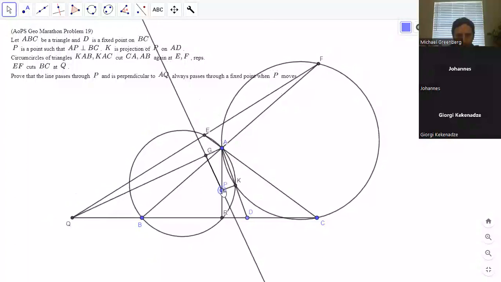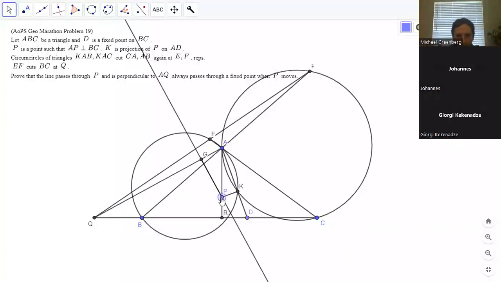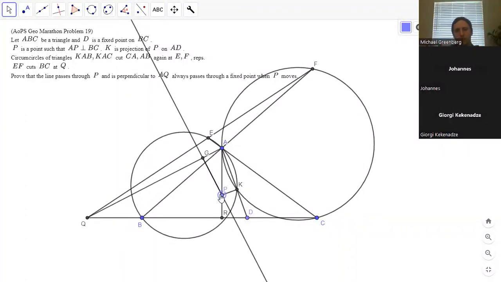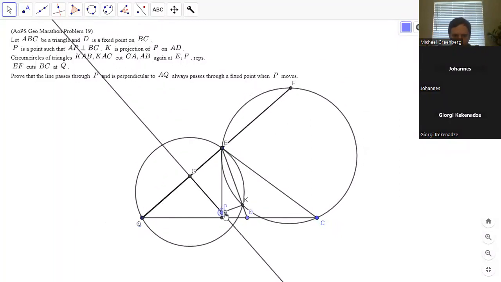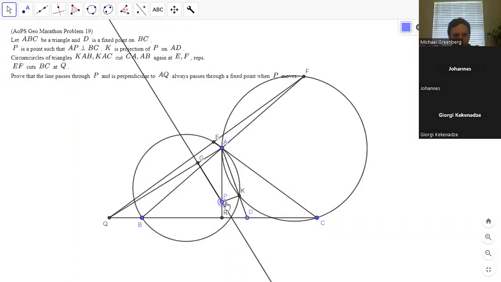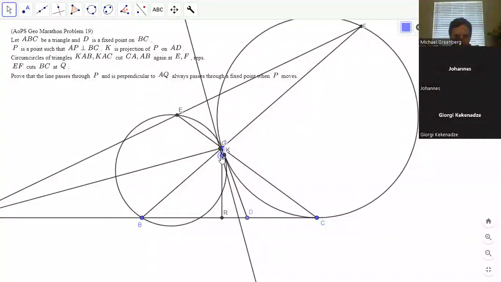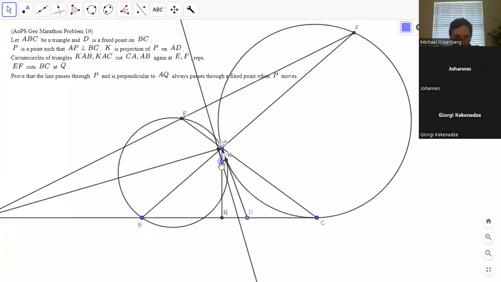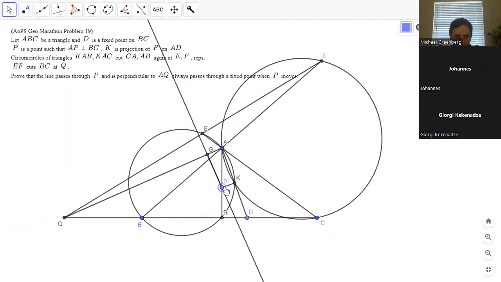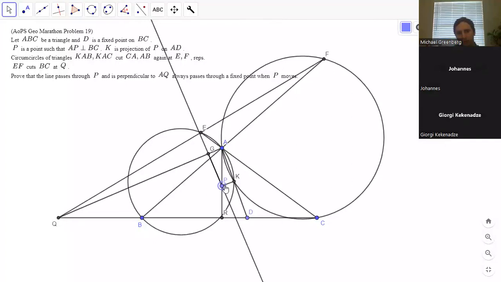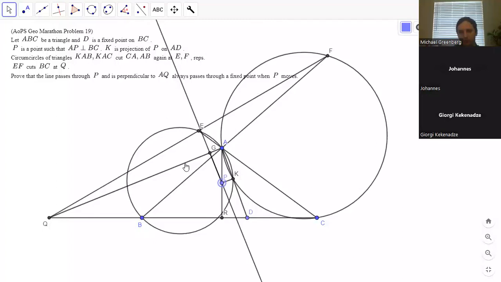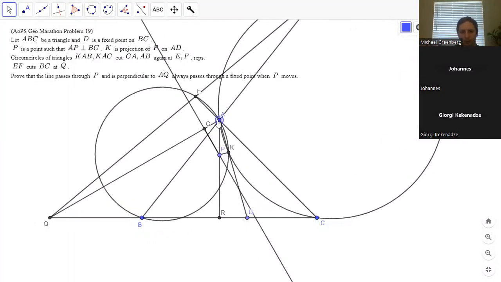Yeah, what happens as P moves? Can we figure it out in some degenerate case? So what if we have the circumcircles of KAB and KAC. What would those be in the degenerate case when P equals A? Yeah, that's a tricky question. Maybe we could consider when P is the orthocenter. If P is the orthocenter, then these two would be the reflection of the circumcircle of ABC, right? So maybe we could start out by considering that case.